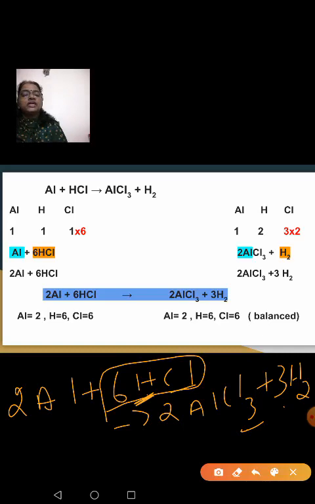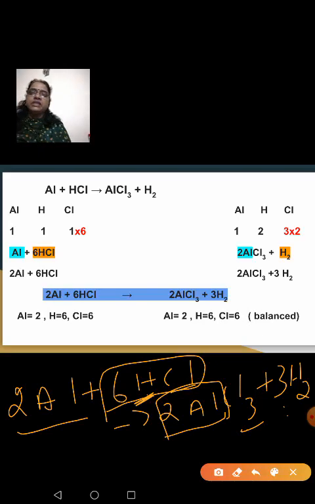So where will I put that 3? I will have to put it as a coefficient. Now when I do this, chlorine atoms and hydrogen atoms are becoming equal on both sides. So when I write a 2 here on the coefficient side, my aluminum is also increasing by 2. So what should I do? I have to put that 2 before my aluminum atom, which is seen on the left hand side also.